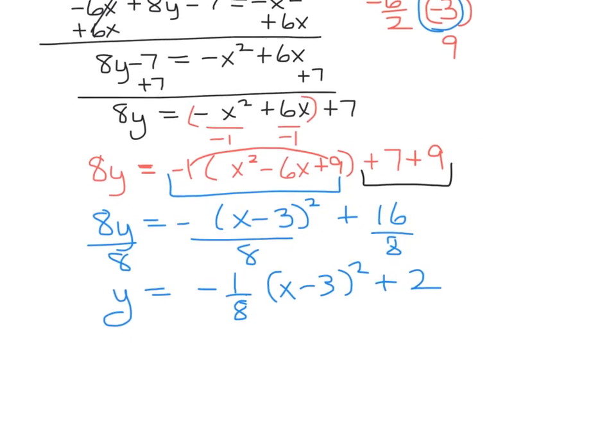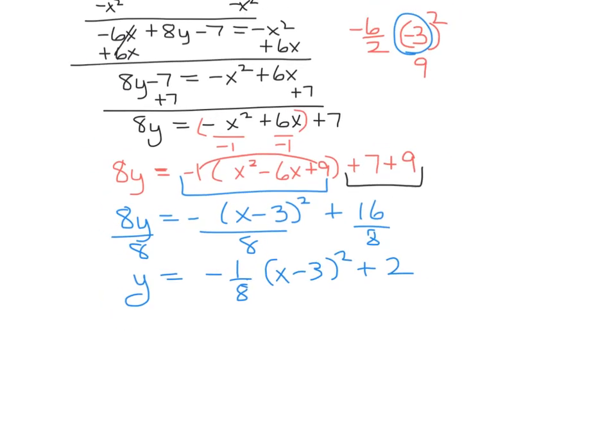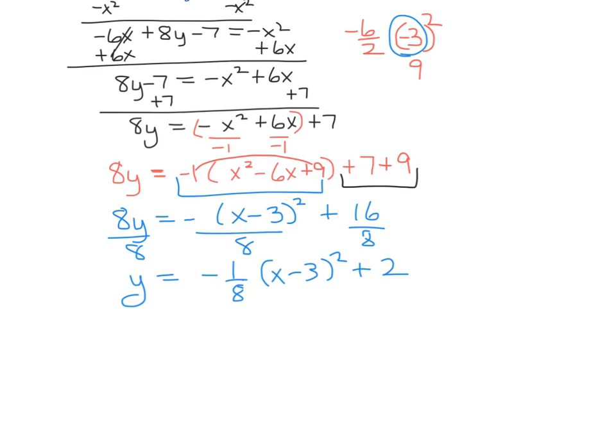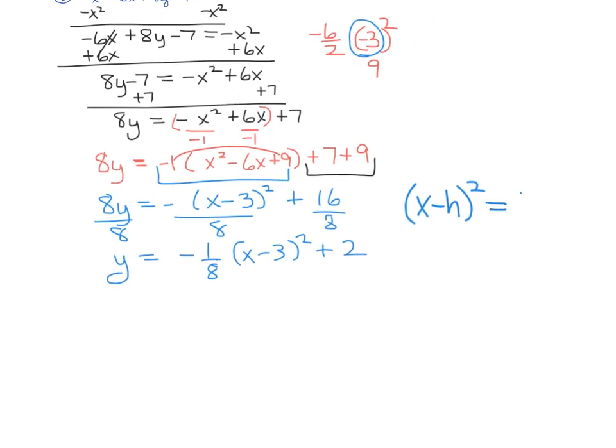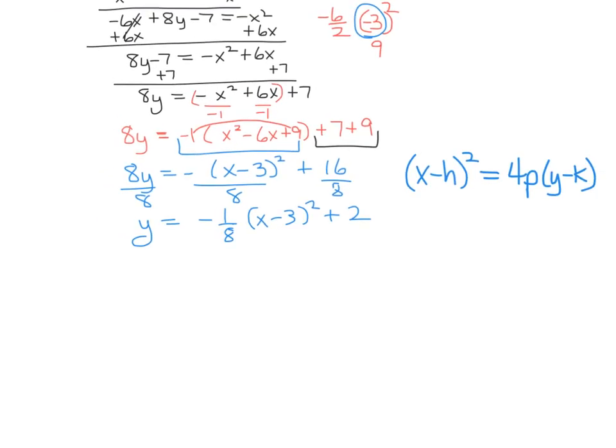Now, the standard form that I'm working for the parabolas is going to be the square term. So I'm going to try to get x squared, or x minus, let me write it with h. X minus h squared is equal to 4p y minus k. This is what I'm trying to make it look like. So here's what I need to do. Move the 2 over. That's going to become my k.